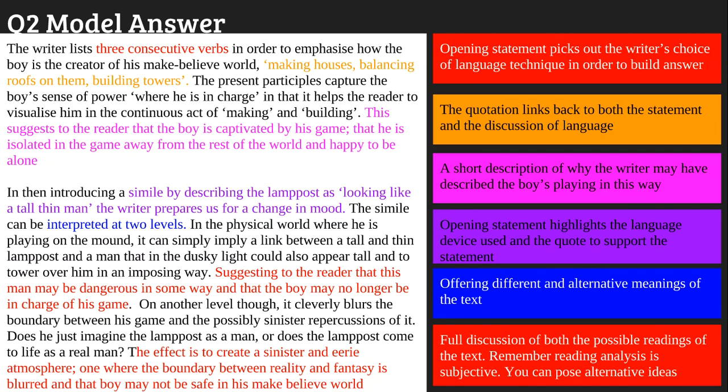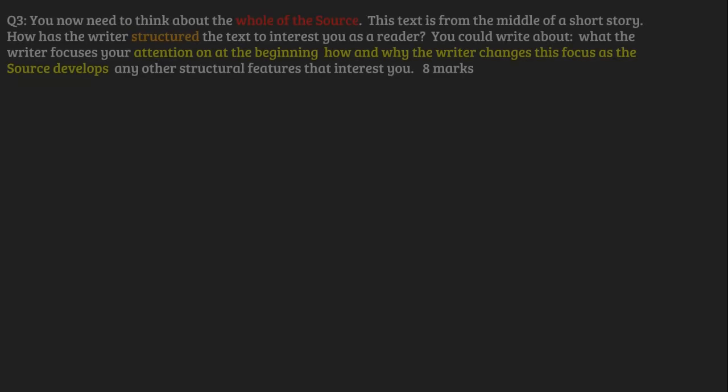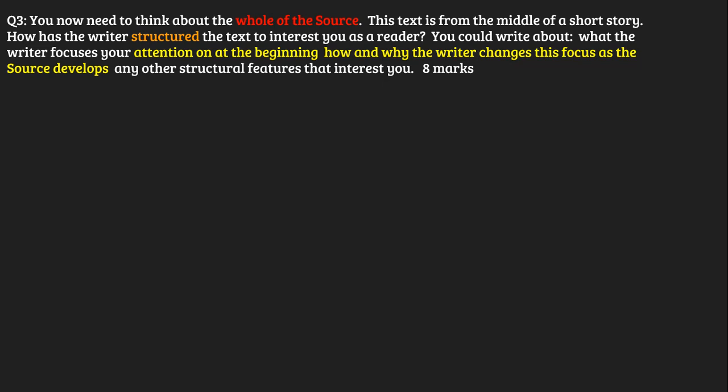Provided you can support your ideas, you can sort of say whatever you think on these sorts of questions. Okay, so if we move on now to question 3, you now need to think about the whole of the source. This text is from the middle of a short story. How has the writer structured the text to interest you as a reader?